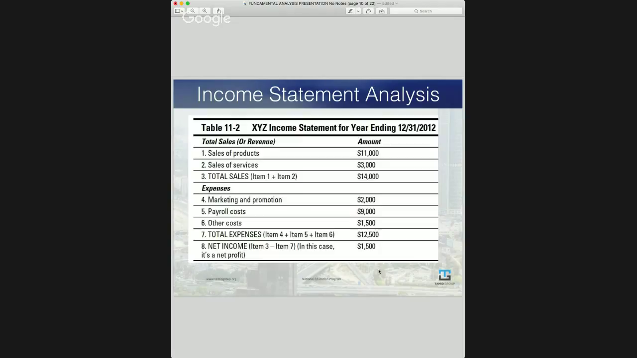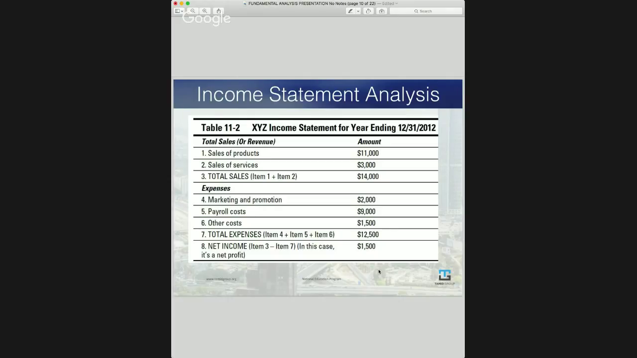It means the company is investing in its future earnings, which is something we always want to see. Now, this is a very simplified version of the income statement. You have your sales of products and sales of services added together equal to your total sales. Marketing and promotion costs, your payroll costs, and your other costs, all added together, equal your total expenses. You subtract the two and you get your net income.